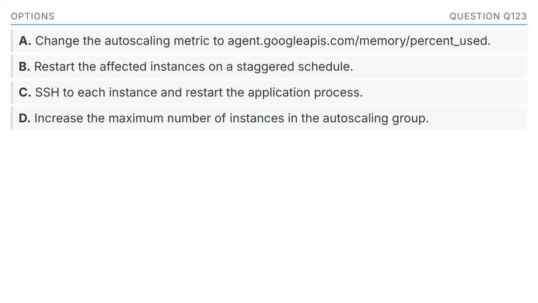The options are: Option A, change the autoscaling metric to agent.googleapis.com/memory/%_used. Option B, restart the affected instances on a staggered schedule. Option C, SSH to each instance and restart the application process. Option D, increase the maximum number of instances in the autoscaling group.